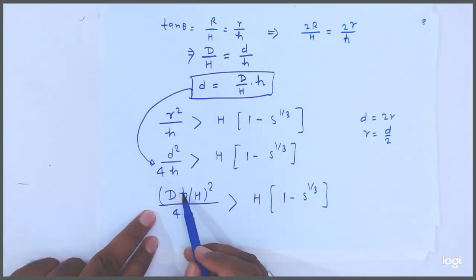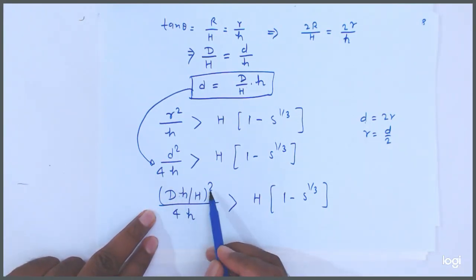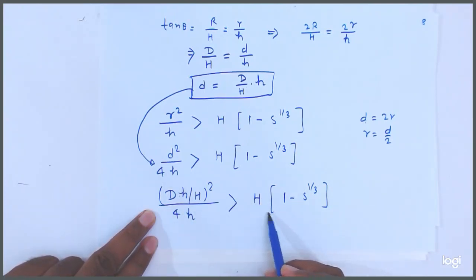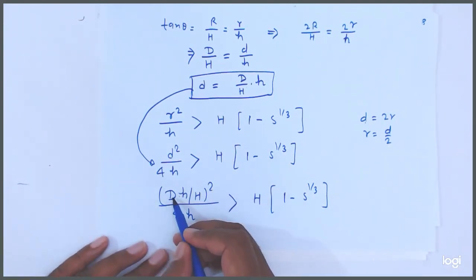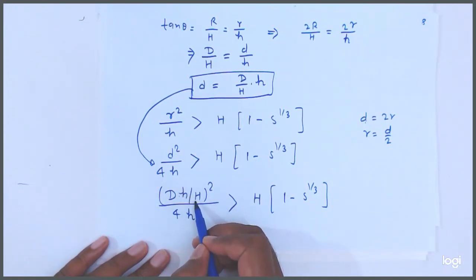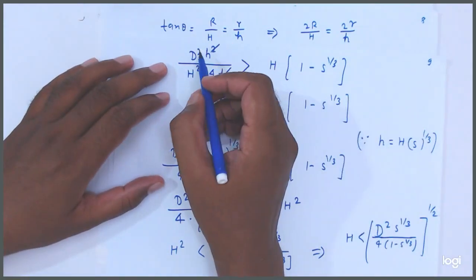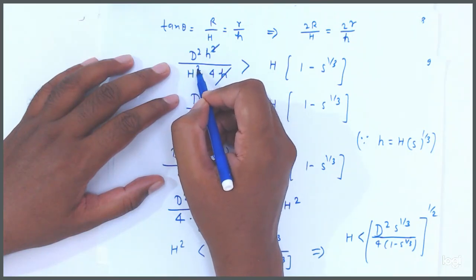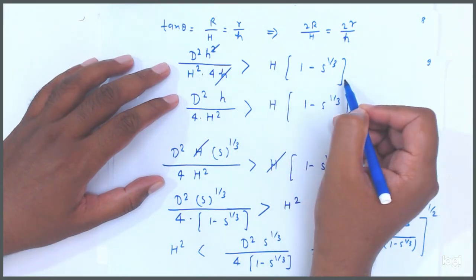So capital D into small h divided by capital H, whole square, divided by 4 into h should be greater than capital H and this term. Getting it, friends? If you open this one, then what is left? What is coming here? Capital D square into small h square divided by capital H square upon 4h. Like this it will come. Capital D square into small h square upon capital H square into 4 into small h should be greater than this h and this term.